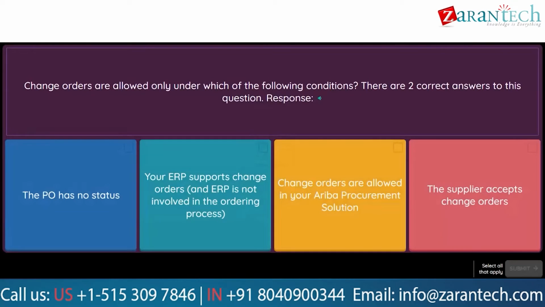Question: change orders are allowed only under which of the following conditions? There are 2 correct answers to this question. Response: Option 1. The PO has no status. Option 2. Your ERP supports change orders, and ERP is not involved in the ordering process. Option 3. Change orders are allowed in your Ariba procurement solution. Option 4. The supplier accepts change orders.